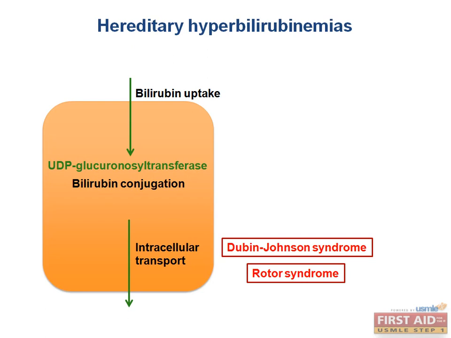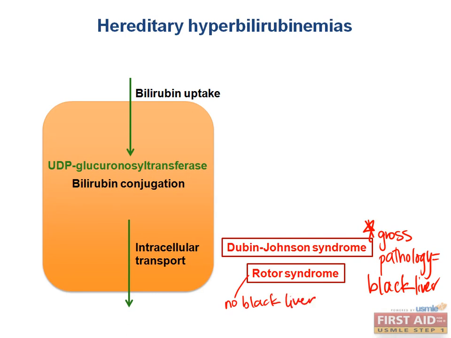Dubin-Johnson is a congenital conjugated hyperbilirubinemia. It's relatively benign, with the interesting finding of a liver that is grossly black appearing. This is a key finding on the boards, and it should make you think of Dubin-Johnson. Rotor syndrome is even milder, but it does not have a black liver.